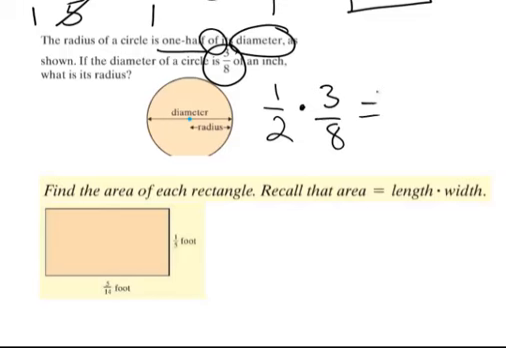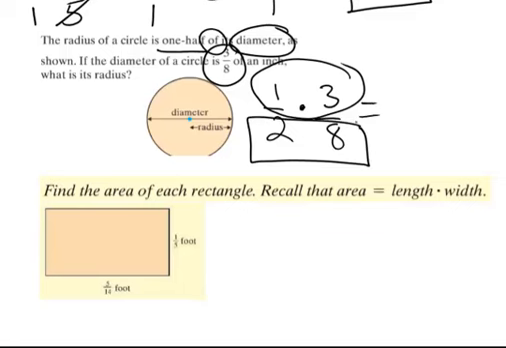When I multiply fractions, I go straight across. When I'm going to reduce, I have to ask myself, will any of the numbers on the top reduce with any of those numbers there? Since they don't, I'm just going to go straight across. That's going to leave me with 3/16 of an inch.